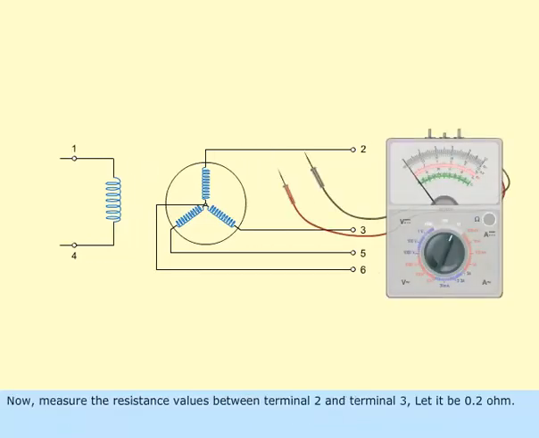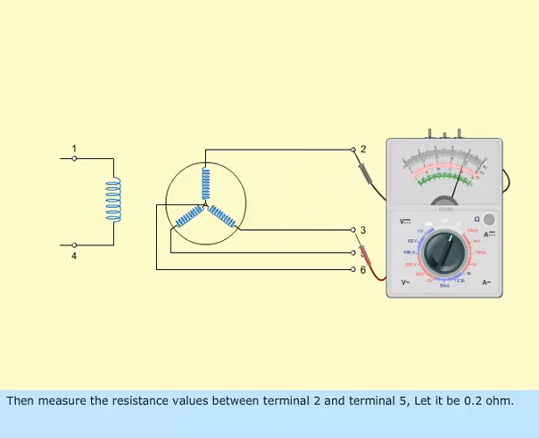Now, measure the resistance values between terminal 2 and terminal 3. Let it be 0.2 ohm. Then measure the resistance values between terminal 2 and terminal 5. Let it be 0.2 ohm.